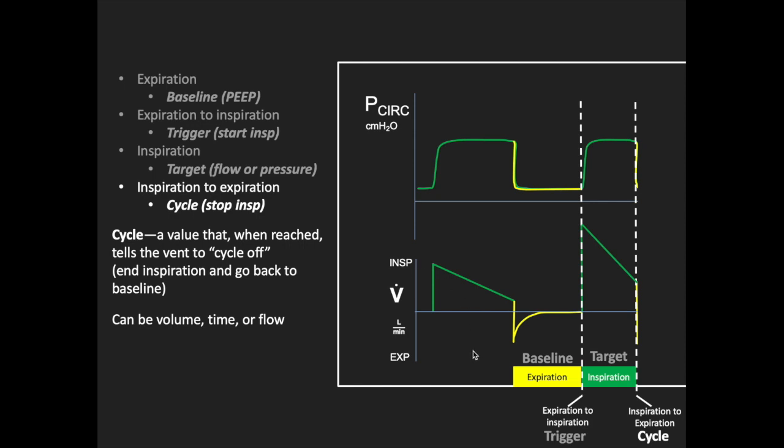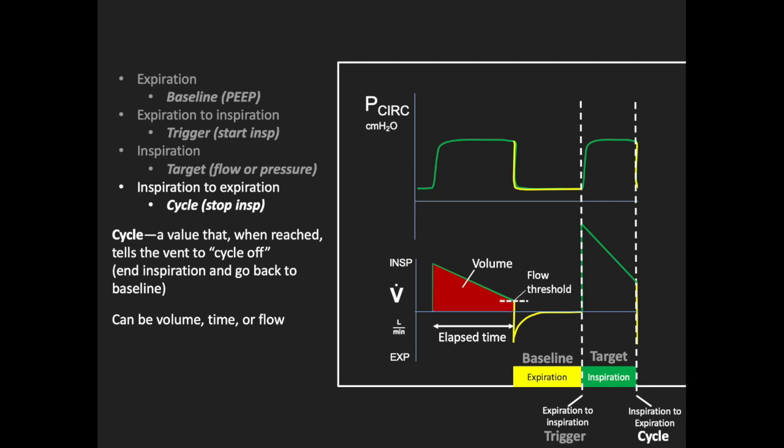If it's volume, what that means is while the ventilator is giving inspiration, it's measuring how much volume has gone into the patient. Another way to say that is the area under the flow time curve, because flow times time is volume. Once the ventilator has given the set volume for the cycle, it ends inspiration or cycles off and goes back to baseline. If the cycle is time, that means that the ventilator starts inspiration, and as it's giving inspiration, it is measuring how much time has gone by, and once the amount of time that has been set as the cycle has gone by, it stops inspiration, and that would be a time-cycled breath.